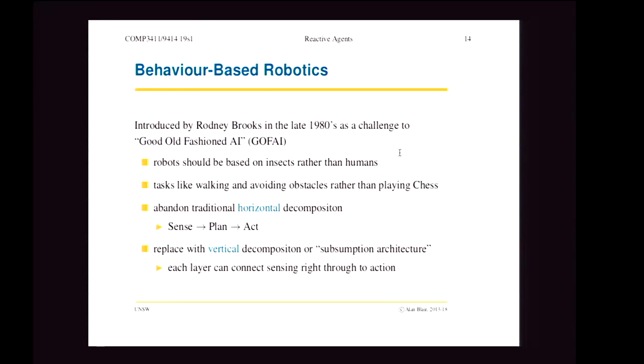One of his arguments was that instead of concentrating on high-level games like chess and so on, we should really just look at insects. Can we build an artificial spider or an artificial cockroach? So he built these six-legged robots that were often based on these principles of reactive agents.